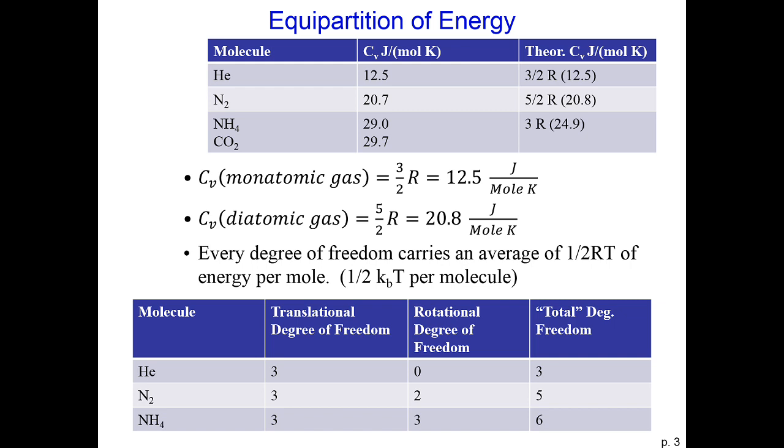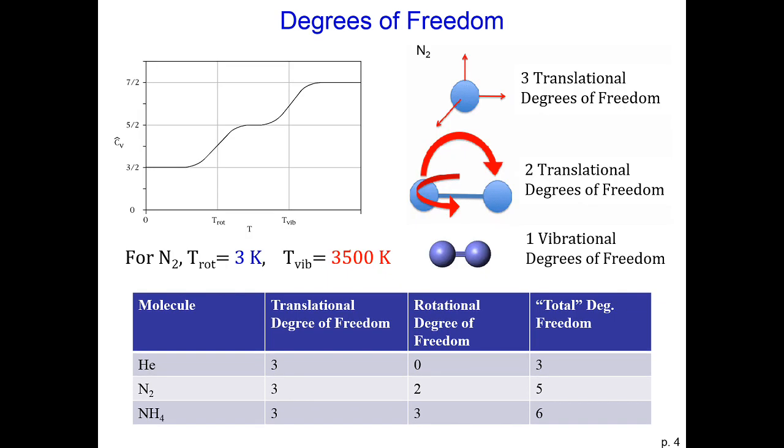So if you add a rotational motion, the heat capacity increases. If you add vibrations, then the heat capacity increases. So this is a very powerful concept, and this gives us extremely accurate results for N2. But what about for some of these more complex molecules? This approximation breaks down. So what's going on?